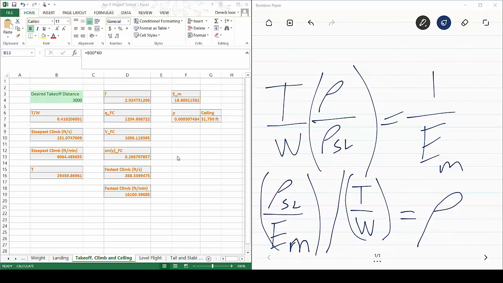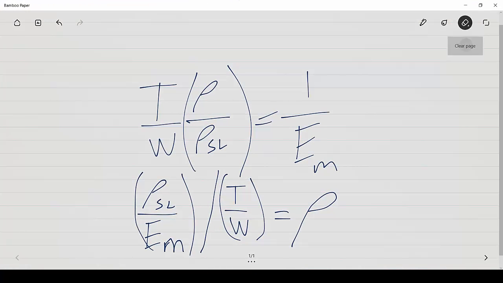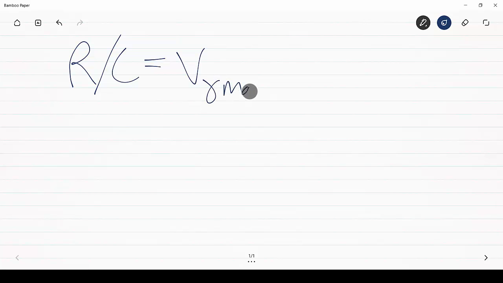Next we will solve for two types of climbs, our steepest climb and our fastest climb. Simply put, our steepest climb is the rise rate at the highest angle of attack that our aircraft will travel at, and the fastest climb is the fastest the aircraft will travel vertically. We can solve for the rate of our steepest climb by using three pretty simple equations. And they are, right here, rate of climb, which I have as RC, is equal to V gamma max multiplied by the sine of gamma max.